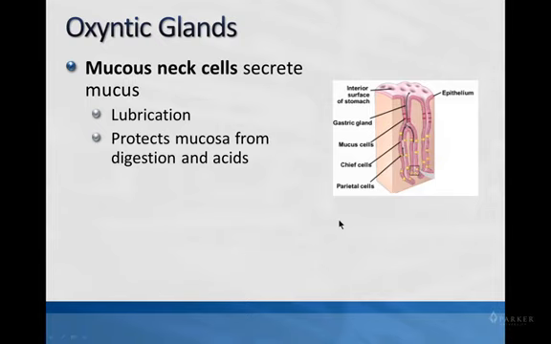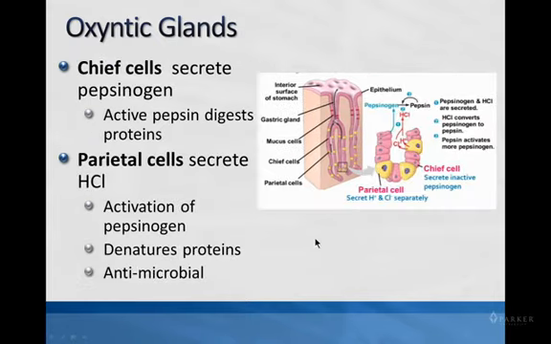The gastric glands, also called the Oxyntic glands, also have these other cells. They have parietal cells as well as chief cells. Now, the chief cells secrete an inactive enzyme called pepsinogen. The pepsinogen must be converted to its active form pepsin in order for it to work. Now, pepsin is an enzyme that starts digesting proteins. So the proteins will be broken up into smaller components called peptides.